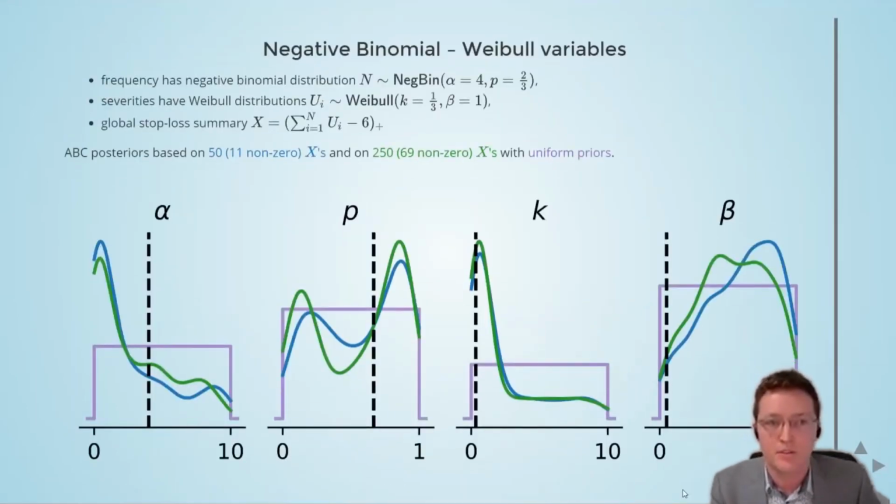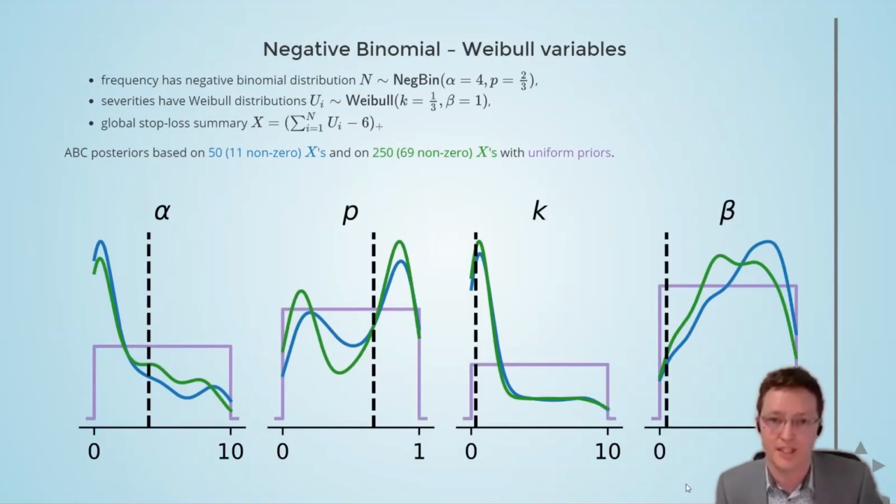So to show a less stunning result, if we look at the situation where we have a negative binomial number of claims, and each claim size is widely distributed. But we don't observe this, we only observe a truncated sum. So if the sum is over the value 6, we observe how far it's over 6.